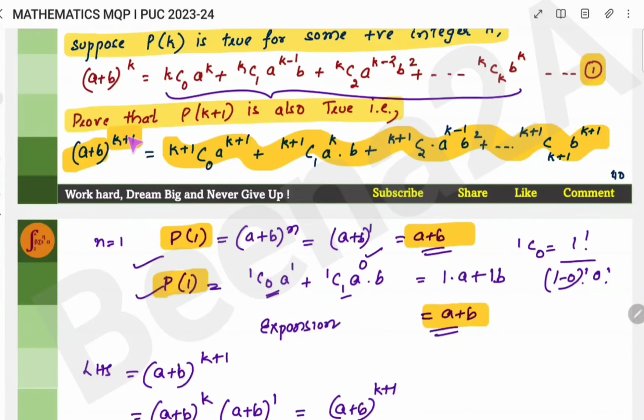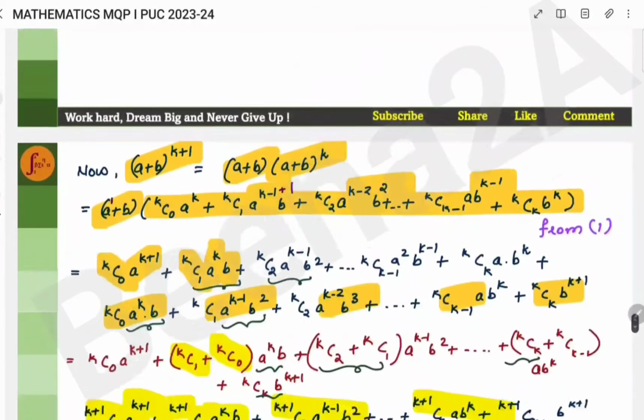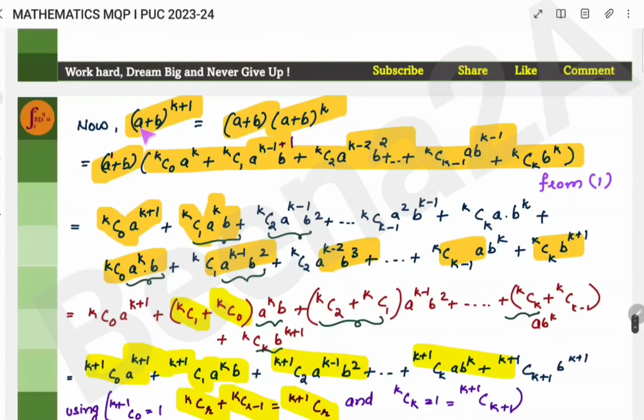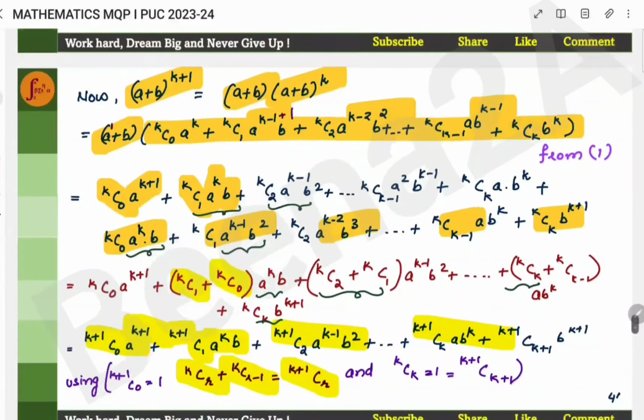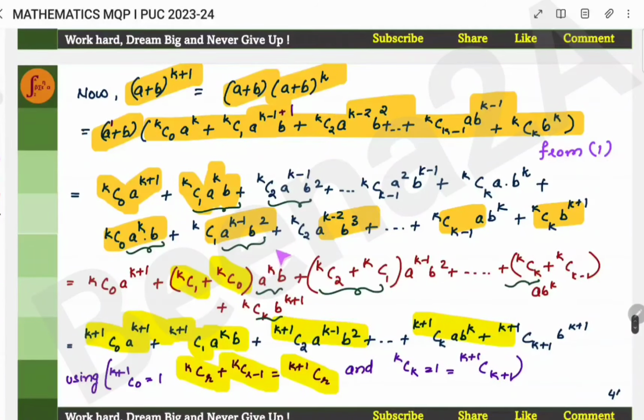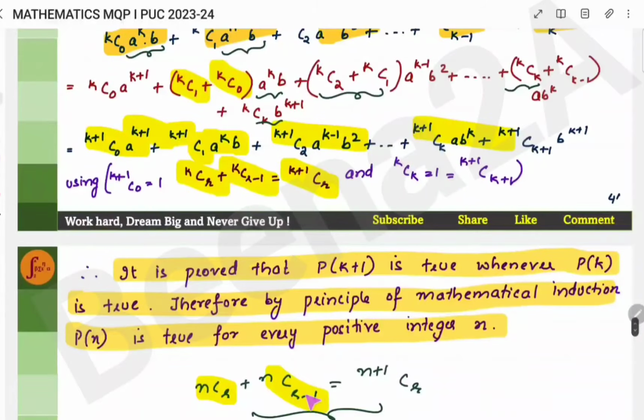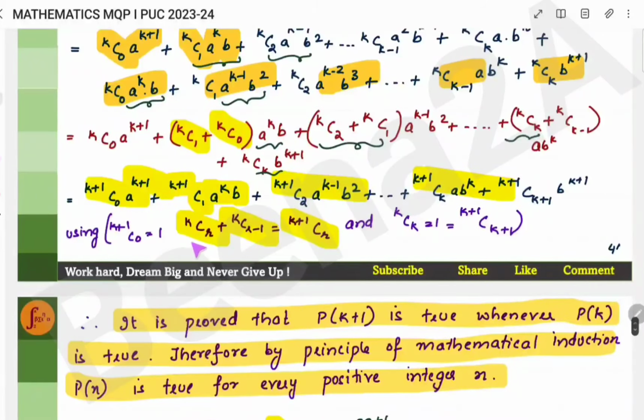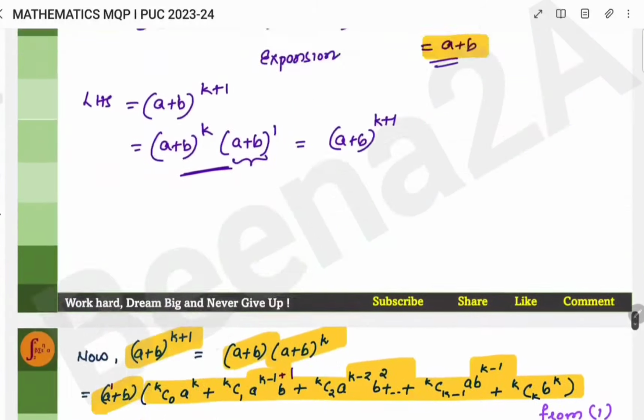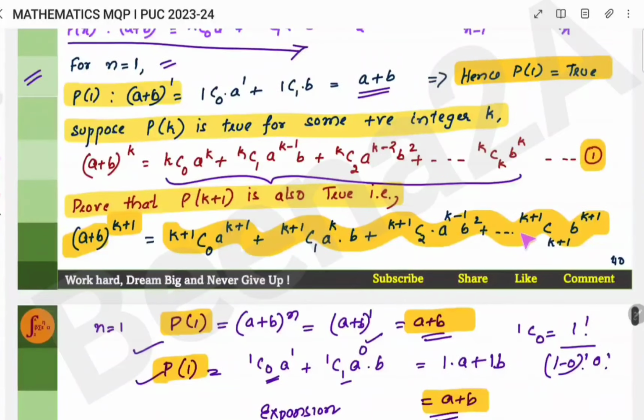Take this expression. This is what we got when we substituted k plus 1 instead of k. We got this entire expression, and this one also we got. We split (a plus b) to the power k plus 1 as (a plus b) into (a plus b) to the power k. After splitting, we started multiplying, took the common factor, and then used this particular property. Finally, you see that you'll get one expression which is the same as this.